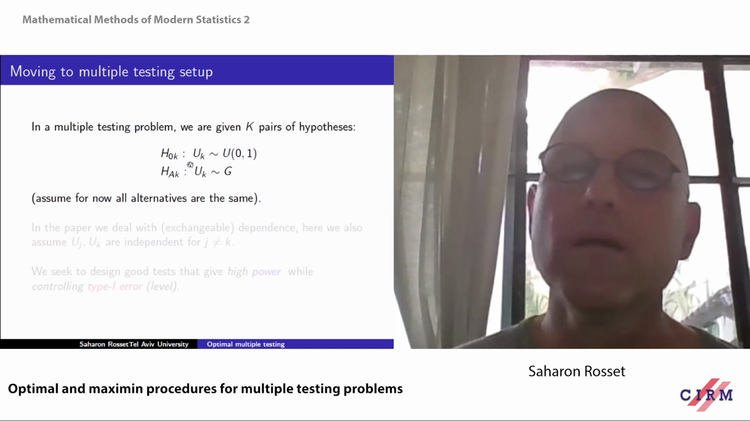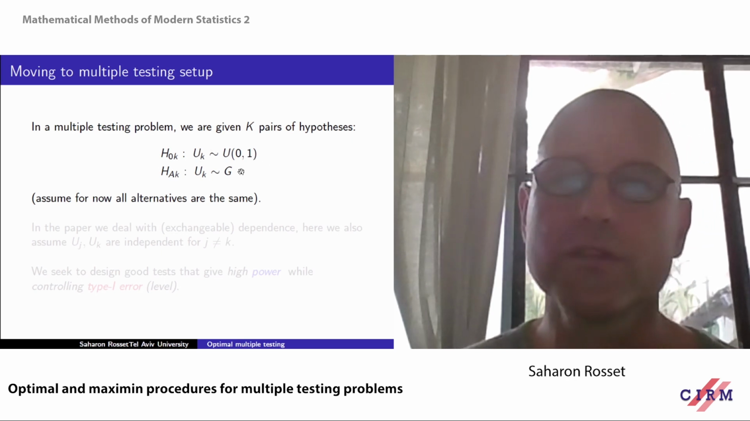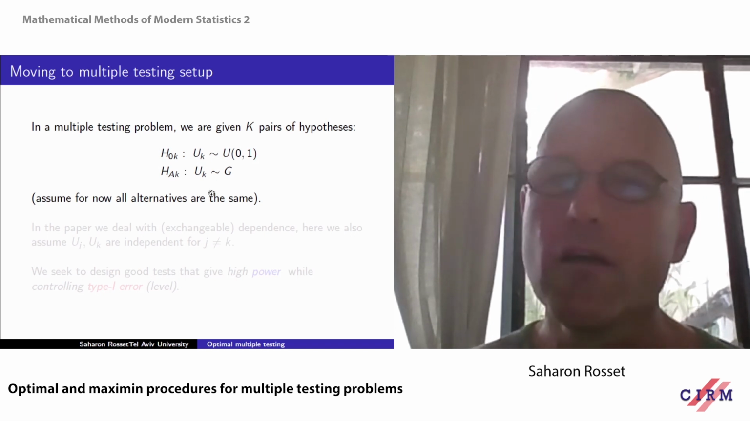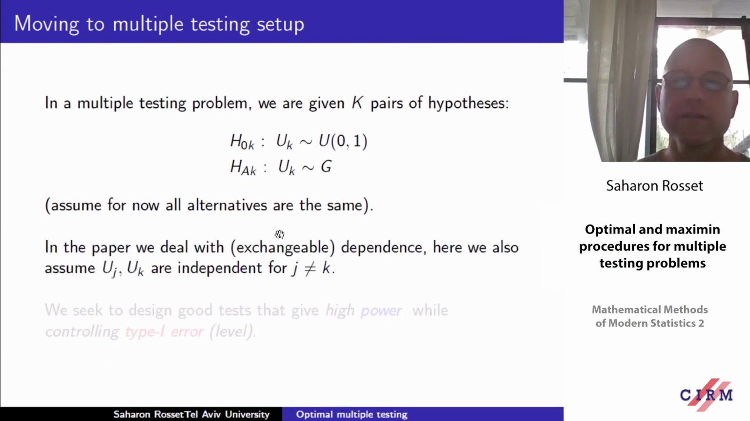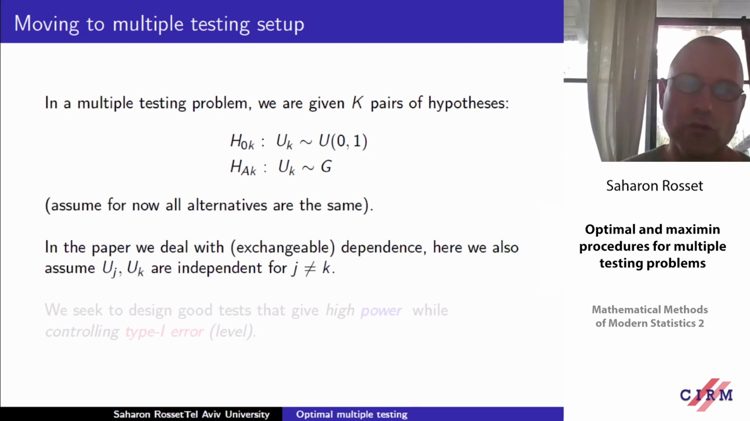Each one of them, once we transform, say, to the p-value, has a uniform 0, 1 distribution under the null and some decreasing distribution under the alternative. For now, we assume it's all simple hypotheses and all the alternatives are the same. And we're also going to assume that these p-values, or the test statistics that they are derived from, are independent, although in the paper we do deal with exchangeable dependence. So still a symmetric relationship, but with dependence.